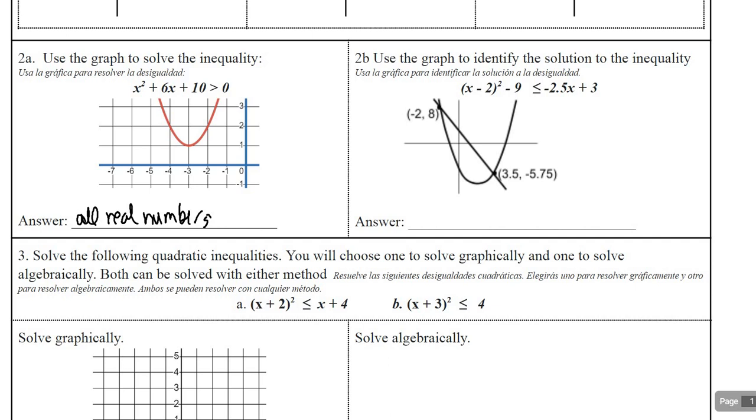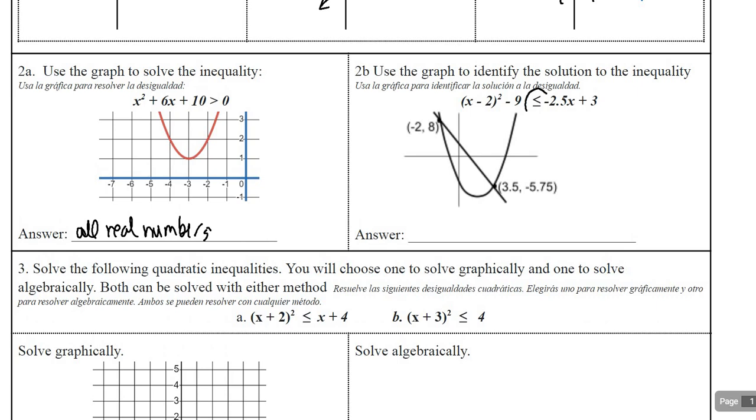Number 2b says, use the graph to identify the solution to the inequality. So I want to know, when is my parabola less than the line, or equal to? When is my parabola less than or equal to my line? Okay, well, equality is allowed, so where they cross is part of the answer, and everything below the line I've just done in pink.